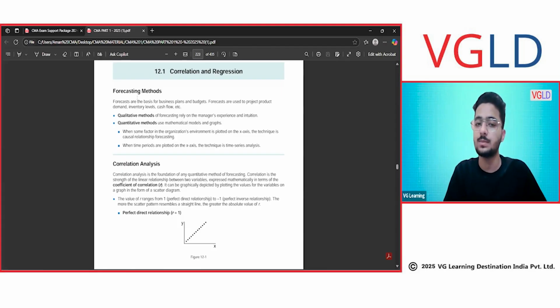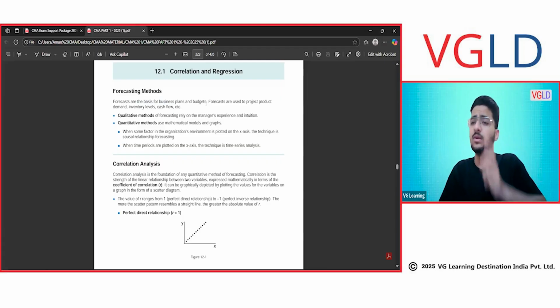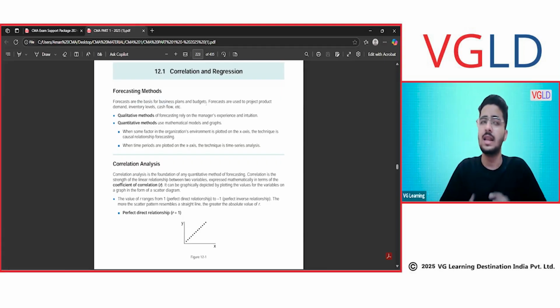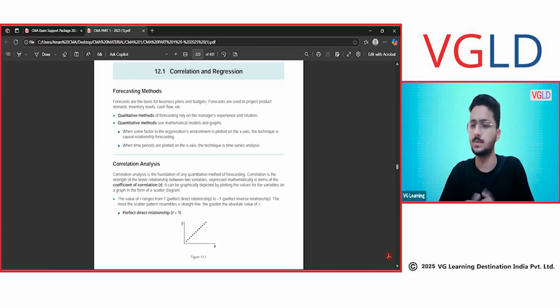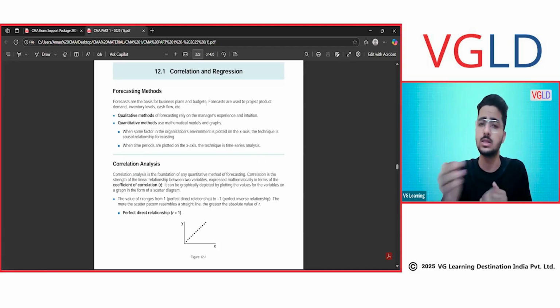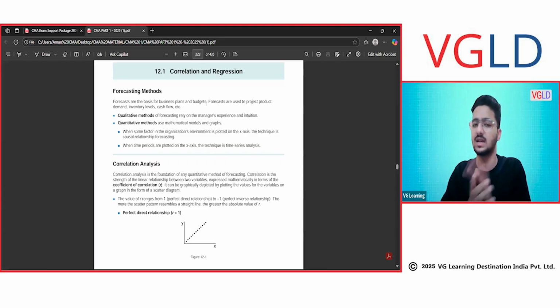So forecasts are the basis for business plans and budgets. I forecast for my business plan, I forecast for my budgets. Forecasts are used to project product demand, inventory levels, cash flows, etc. Like how much is my product demand, how much should be my inventory levels, and how much will be my cash flow. That all comes in my forecasting techniques.